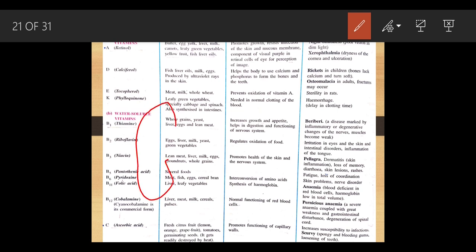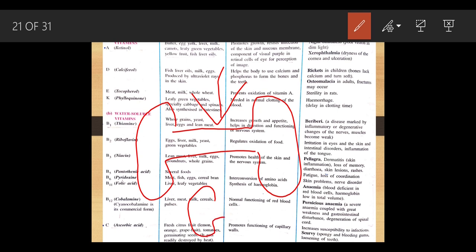Suppose this is a bone. Brittle means what? If any hard object or a normal object hits on this, the bones can get cracked. We can also call this a fracture condition. See, there is a fracture, there is a gap in between this bone. Why is there a gap? Because there is a deficiency of this calciferol.